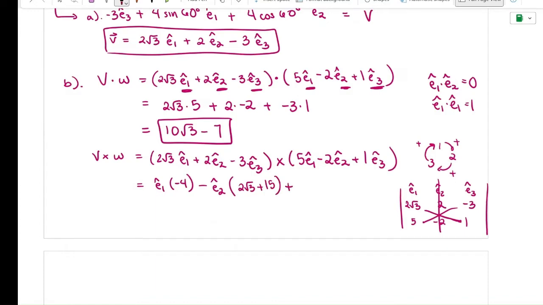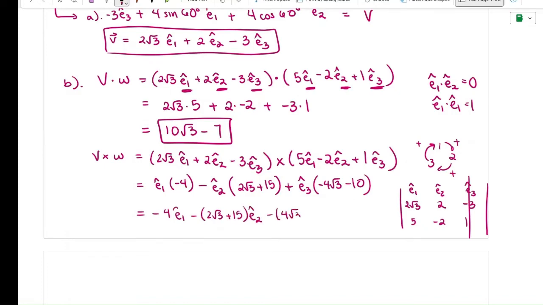And then finally I do the exact same thing with the last column. This one has no special stuff going on, so you just have e3 hat times the determinant of this, which is just 2 square root 3 times negative 2 minus 5 times 2. So yeah, that gives me negative 4 square root 3 minus 10. Okay, and then we can clean this up a bit and do negative 4 e1 hat minus 2 square root 3 plus 15 e2 hat minus 4 square root 3 plus 10 e3 hat.